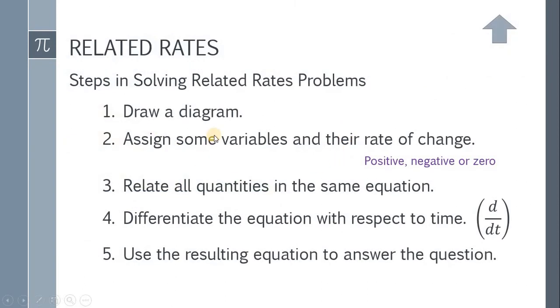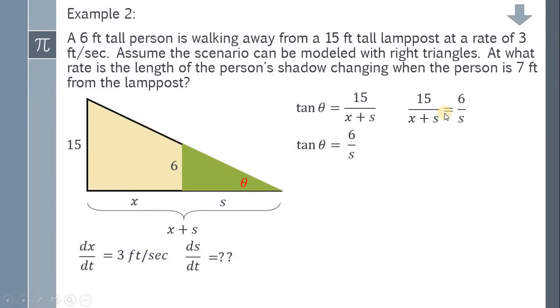Yung pang-apat na step natin is differentiate the equation with respect to time. So, balikan natin. Pwede pa natin siya i-simplify bago natin kunin yung derivative niya both side. So, simplify muna natin. Cross-multiply natin. So, we get 15s is equal to 6 times x plus s. Distribute natin yung 6. Magiging 15s is equal to 6x plus 6s. Subtract 6s both sides. So, magiging 15s minus 6s or simply 9s is equal to 6x.